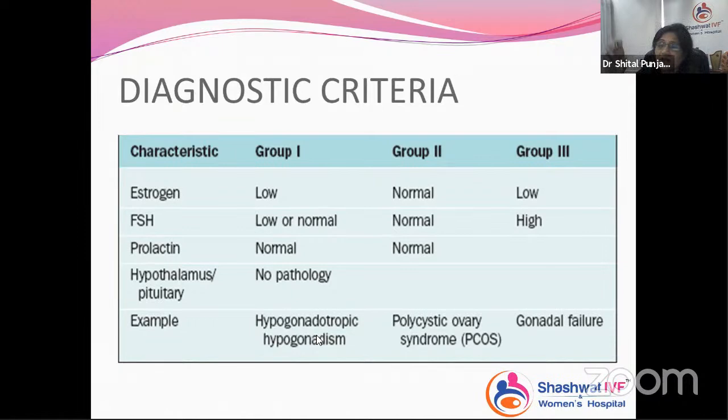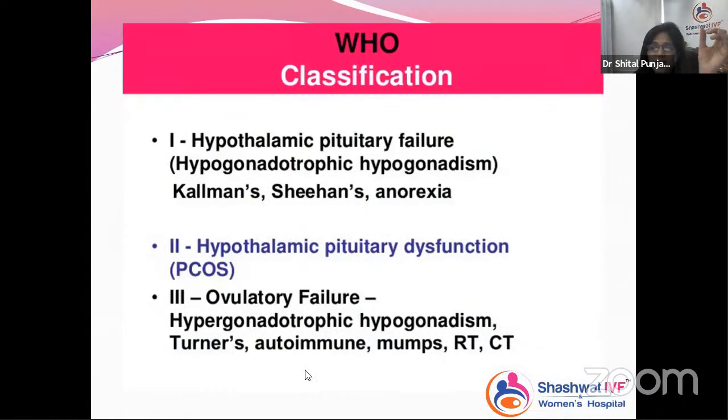In them we see a reversal of the FSH LH ratio, and they have a lot of different clinical criteria as well. We are all aware of the Rotterdam criteria. Group 3 patients are those with hypergonadotropic hypogonadism. They are either premature ovarian failure, or patients of Turner syndrome, or patients of autoimmune oophoritis.